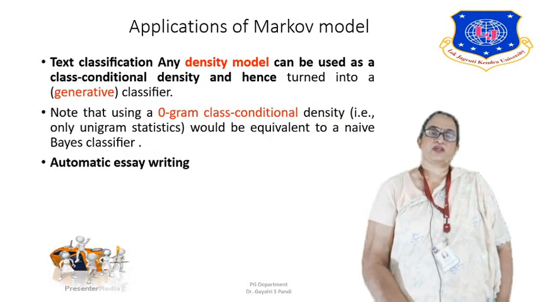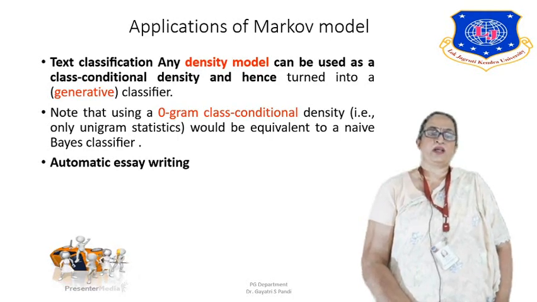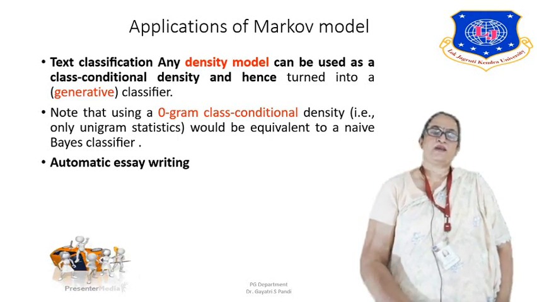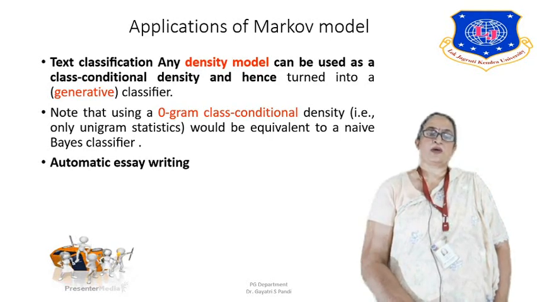Now, text classification is also another application of Markov model, and any density model can be used as a class conditional density and hence turned into a generative classifier. So note that using 0 gram class conditional density, that is, only 0 gram or unigram statistics can be used here. Unigram would mean where only a single word could be used, so it would be equivalent to a Naive-Bayes classifier. So this is where it can be compared with Naive-Bayes classifier. Then you have automatic essay writing also as one of the major applications of Markov model.